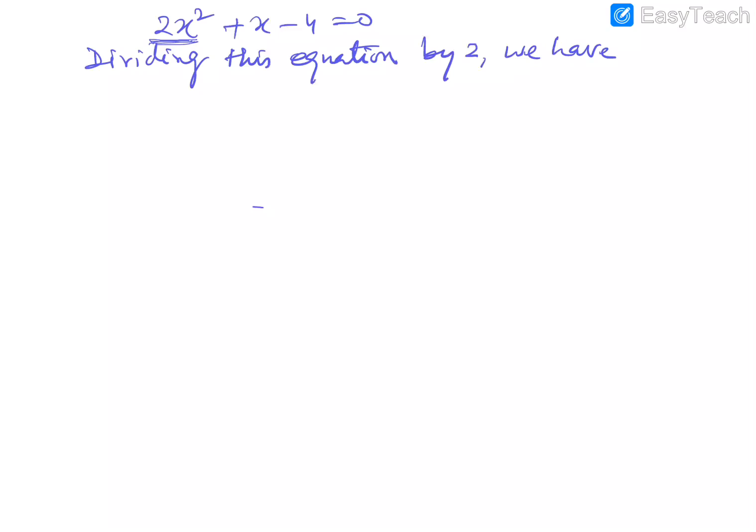Here I have divided the whole equation by 2 to get x square plus 1 by 2x minus 2 is equal to 0 by 2 means 0. Here this can be treated as a square, this can be treated as 2ab. From this middle term, we can calculate b as follows.